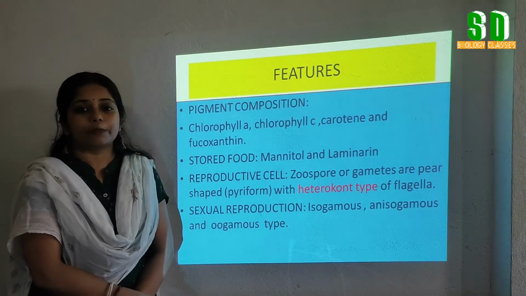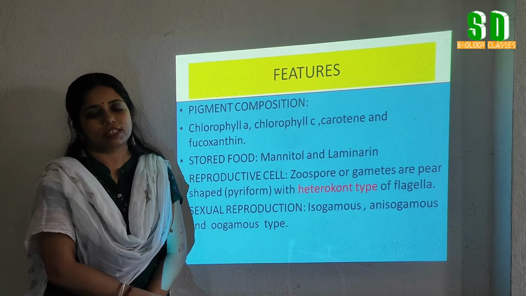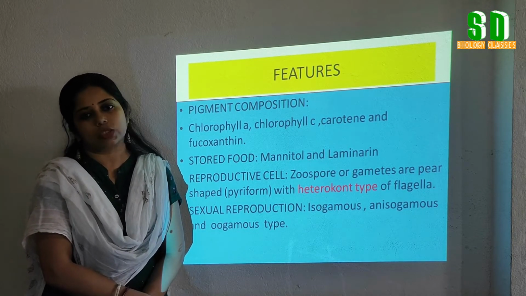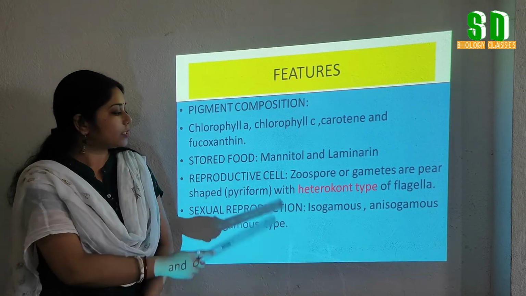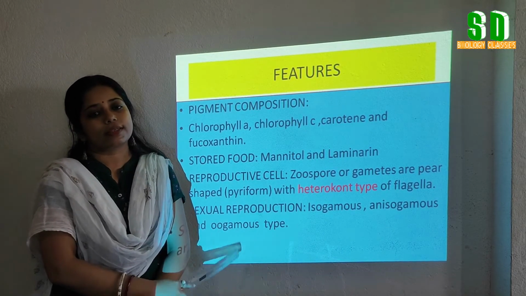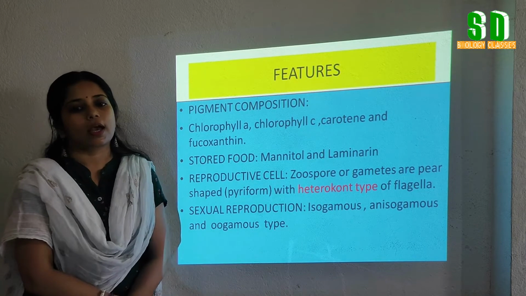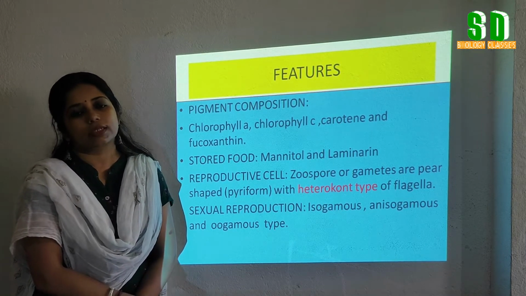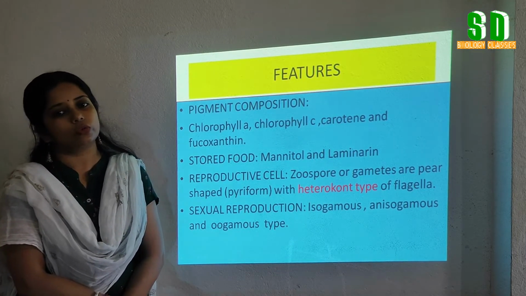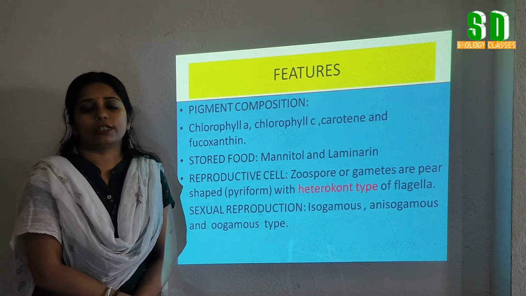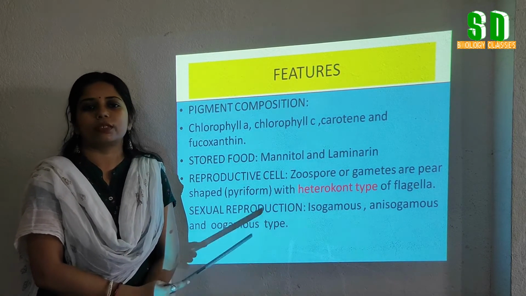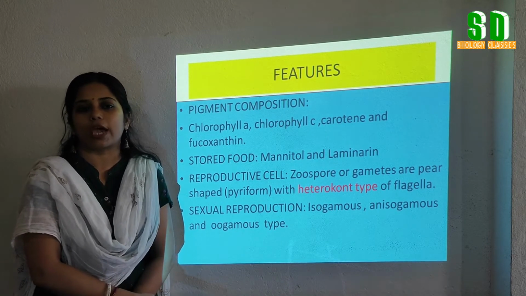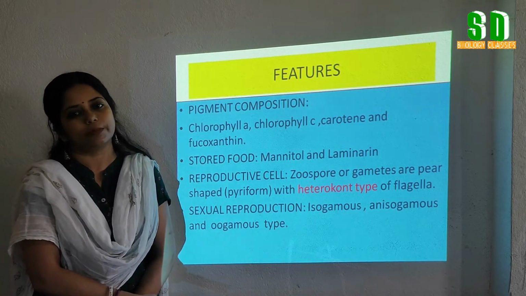They can reproduce vegetatively, asexually, as well as sexually. The asexual reproduction is by zoospores, whereas the sexual reproduction occurs in either isogamous, anisogamous, or oogamous type. Already in the previous lesson, I have discussed what isogamous, oogamous, and anisogamous types of sexual reproduction are.